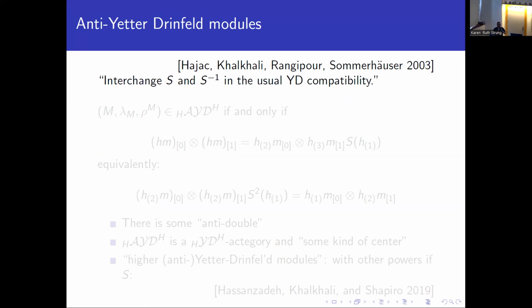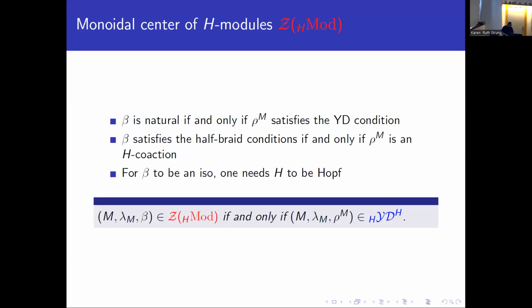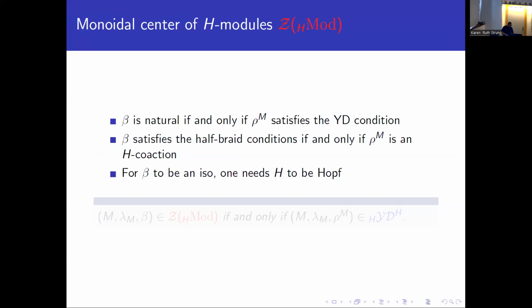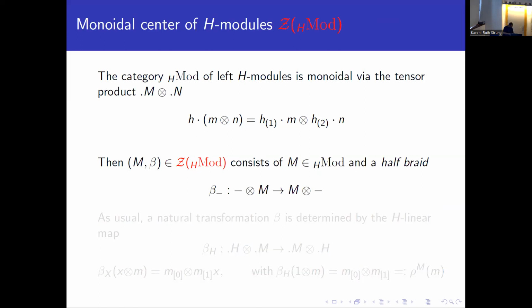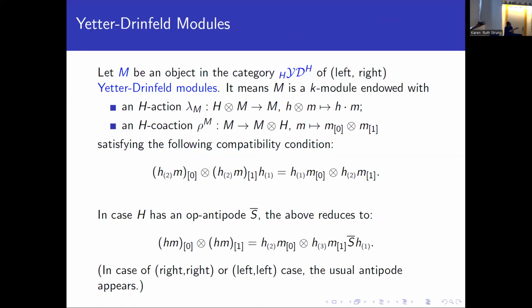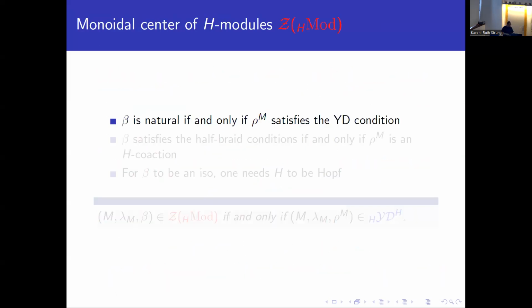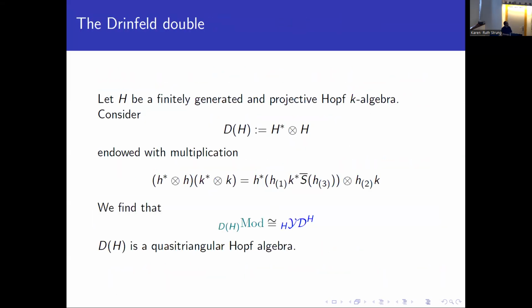And then on the other side, we also have a variant of Yetter-Drinfeld modules, which we call anti-Yetter-Drinfeld modules. The idea is that if we interchange the role of the antipode with the antipode inverse, or in this case, in my definition I use the op antipode here. Sorry, I think I wrote it here somewhere. So if we replace this op antipode with S, or vice versa, we will get the anti-Yetter-Drinfeld module.